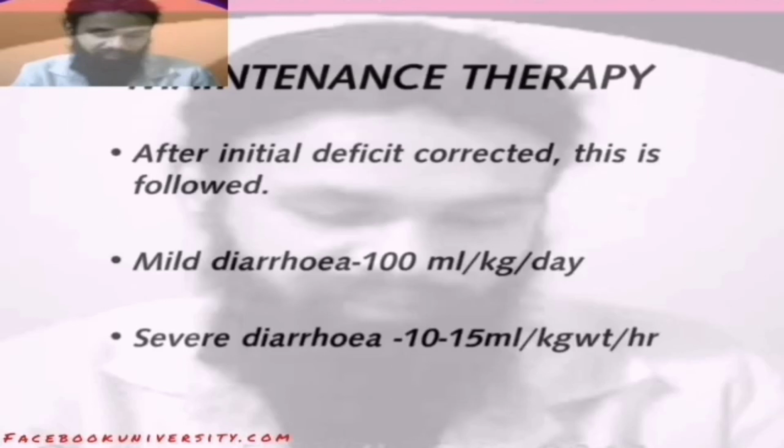Maintenance therapy. After the initial deficit is corrected, this is followed. In case of mild diarrhea, 100 ml per kg per day, and in case of severe diarrhea, 10 to 15 ml per kg per hour.